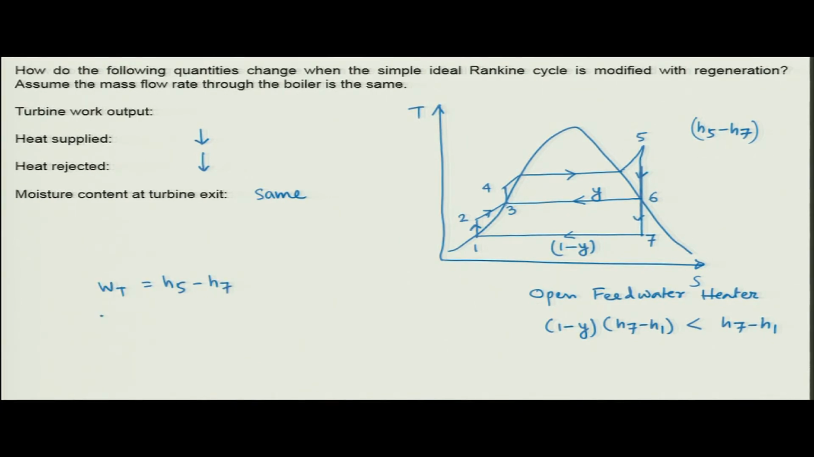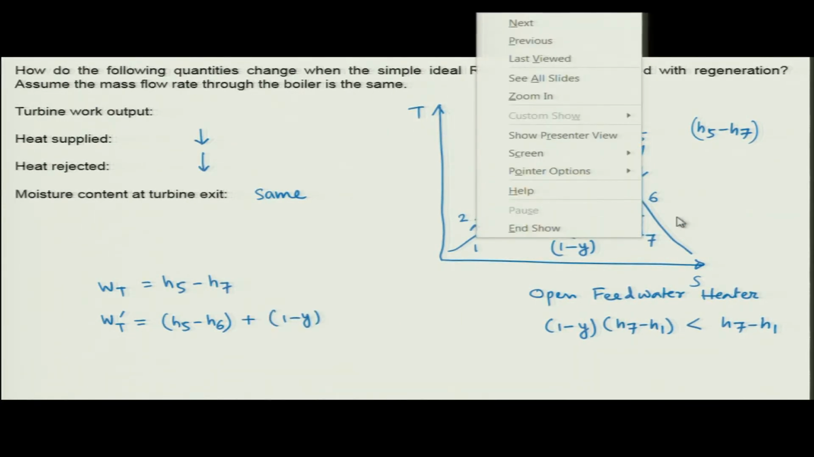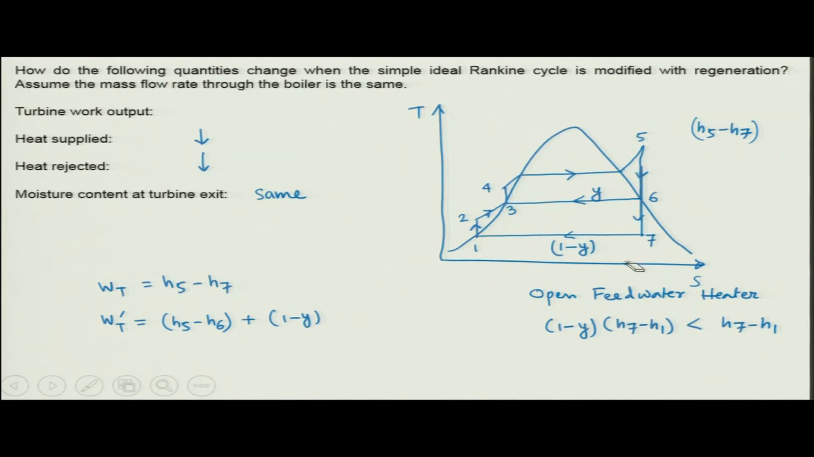Okay. Now, in the new case, W dash T, that new work done with regeneration, will become H5 minus H6, plus 1 minus y, because from 6 to 7 only 1 minus y kg of steam is getting expanded. So it is 1 minus y multiplied by H6 minus H7. So you can see that the turbine work output will also decrease due to regeneration. Okay. So this is the answer to this question.